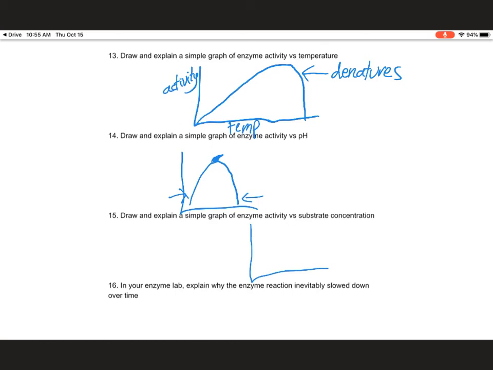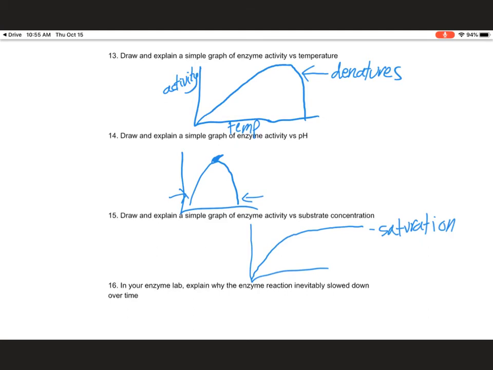Enzyme activity versus substrate concentration. So we generally expect as we get more substrate in there, the enzyme is going to work better and better until it reaches the point of saturation. When all of the enzymes are working at maximum capacity, they're all as busy as they can be, and the reaction just can't go any faster no matter how much more substrate you add unless you add more enzymes.